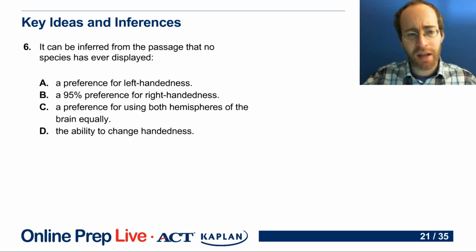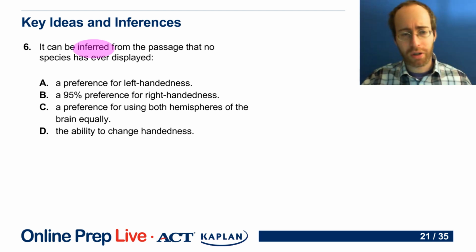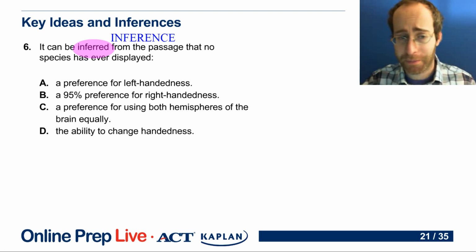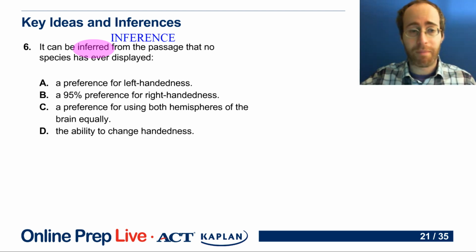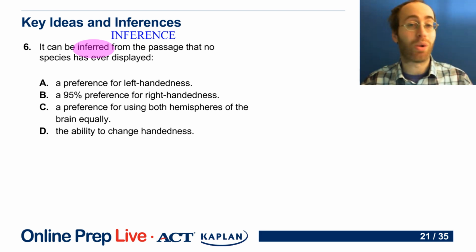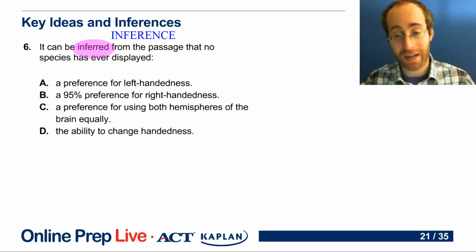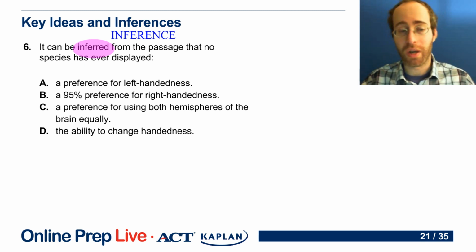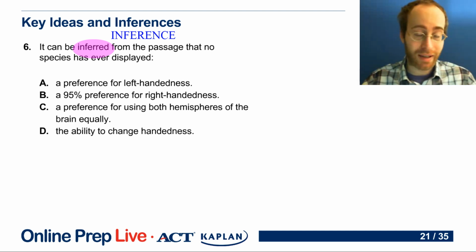Now here, the word inferred is your clue that this is going to be among the more challenging questions of the test. Because this is an inference, meaning you have to deduce the correct answer from the passage. The passage will not come right out and tell you the answer directly. So we'll have to check the answer choices very carefully against the passage to see if we can deduce them, even though they weren't said explicitly.